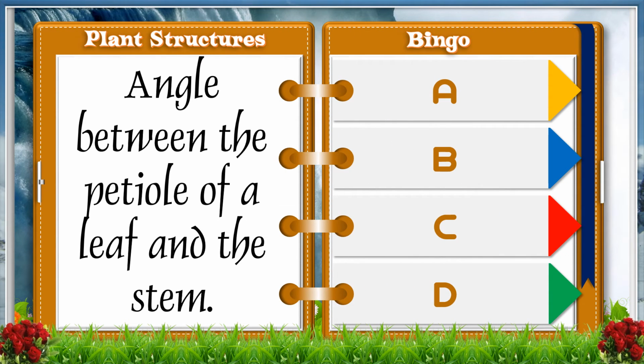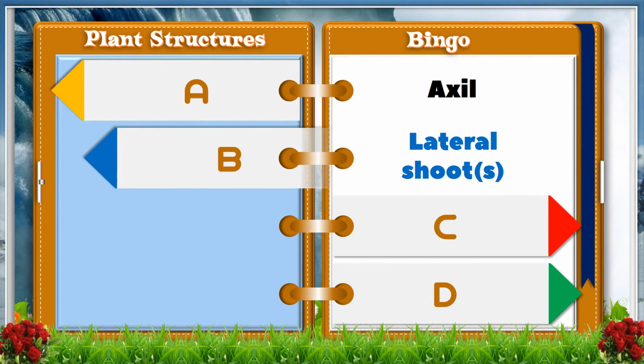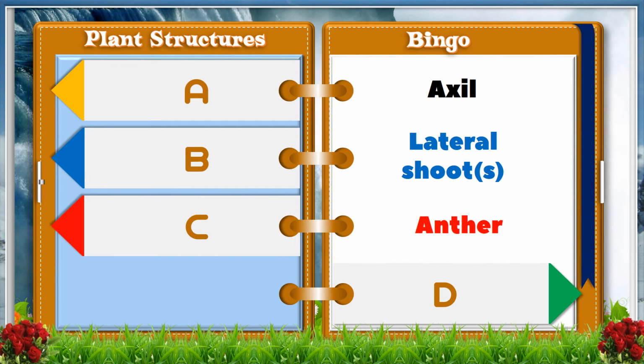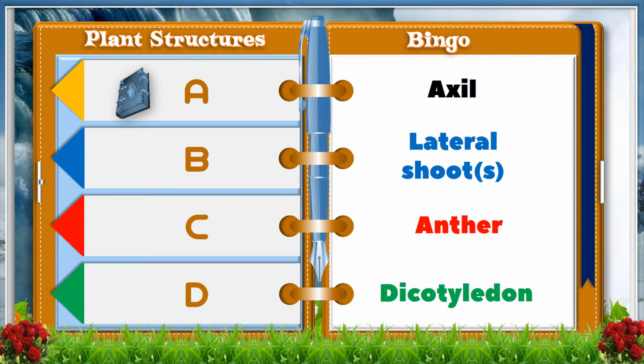Angle between the petiole of a leaf and the stem. A, axil. B, lateral shoot. C, anther. D, dicotyledon. And the answer is A, axil.